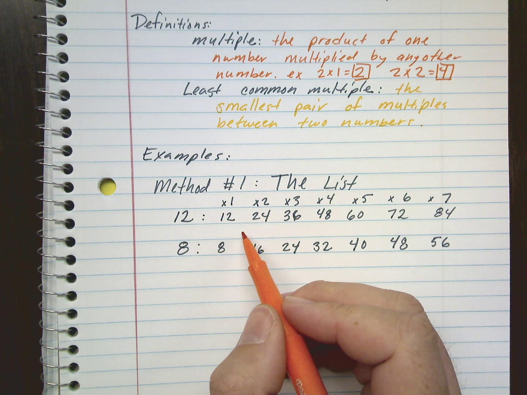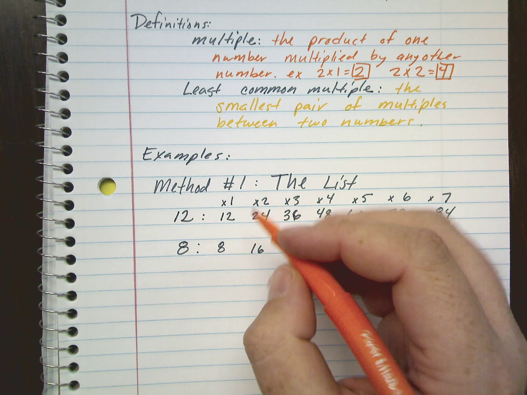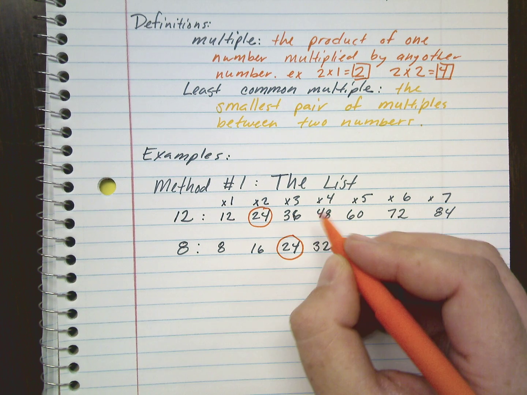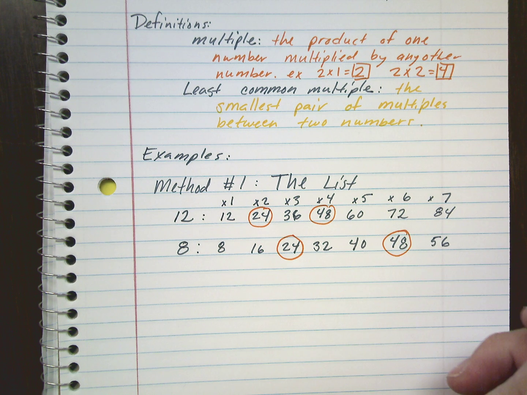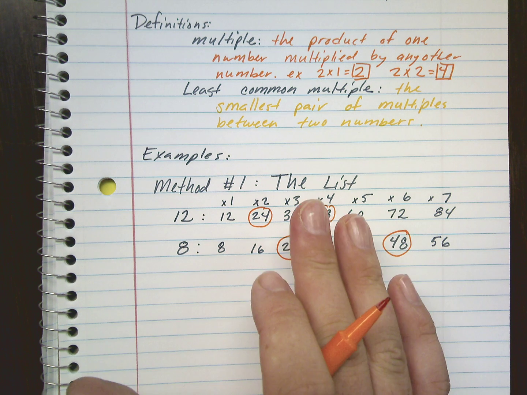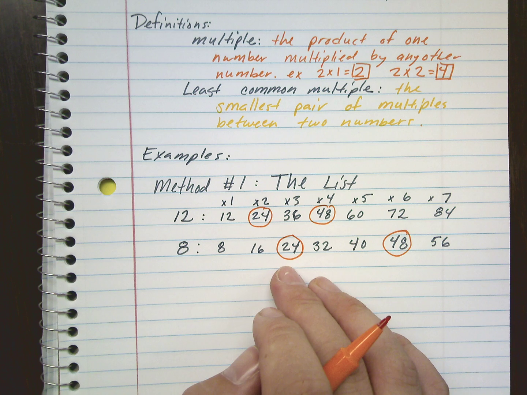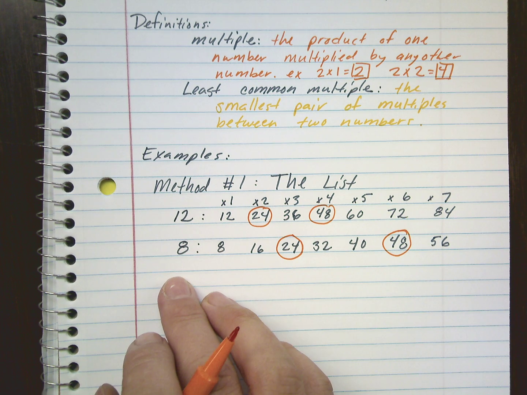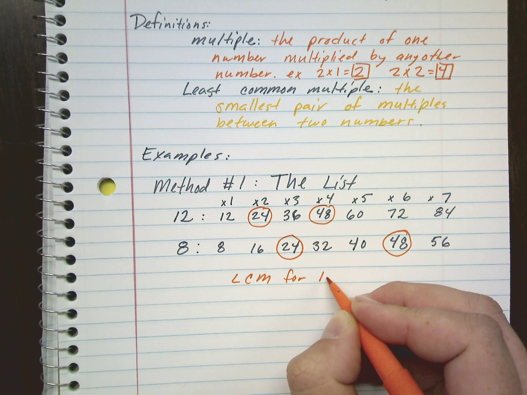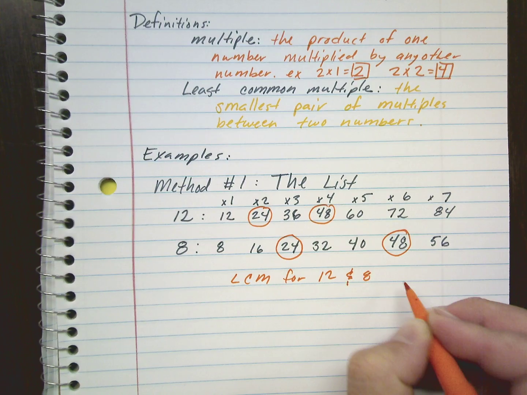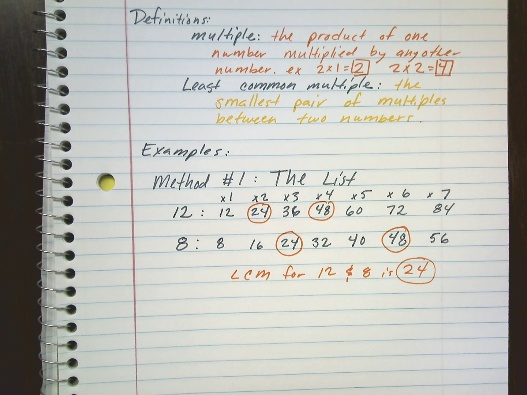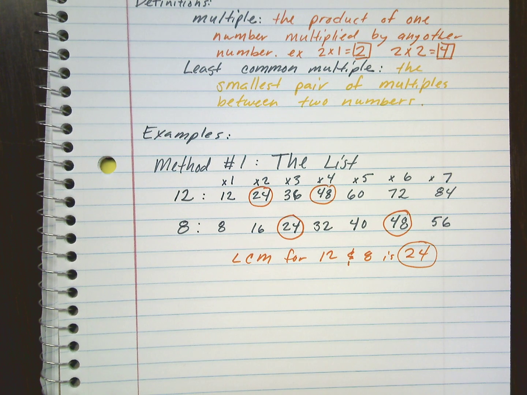So what the least common multiple is, remember, it's the smallest pair of multiples. So let's find all the common ones first. Over here we have 24 in common with 24. Going over here, oh look, I have 48 and 48. And I bet if I kept going I could find a few more. But for the sake of showing you the example, the least common one, the smallest one, the LCM for 12 and 8 is 24.